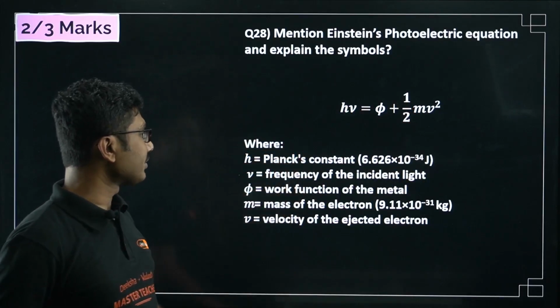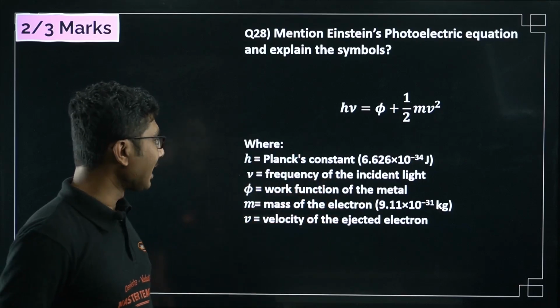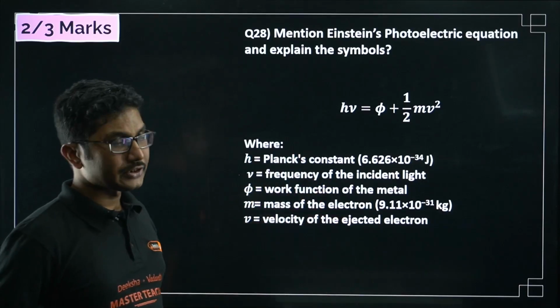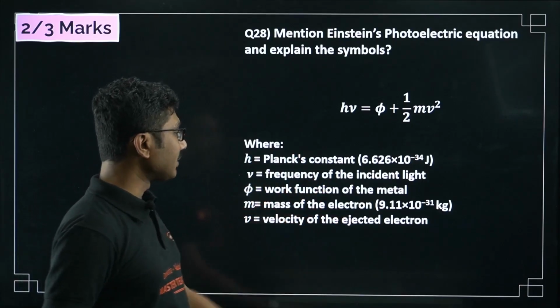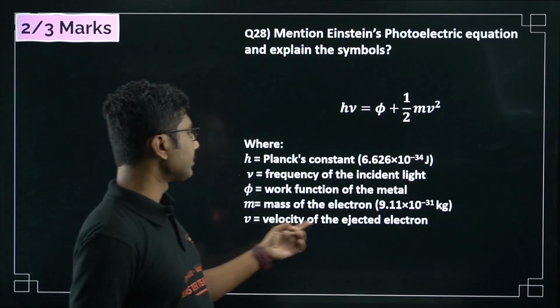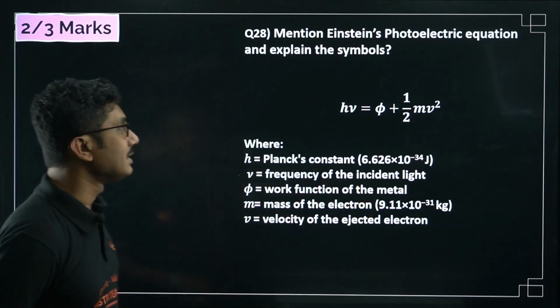h is the Planck's constant. The frequency of the incident light is ν. φ is the work function of the metal, m is the mass of the electron, and v is the velocity of the ejected electron. This is the easiest formula.